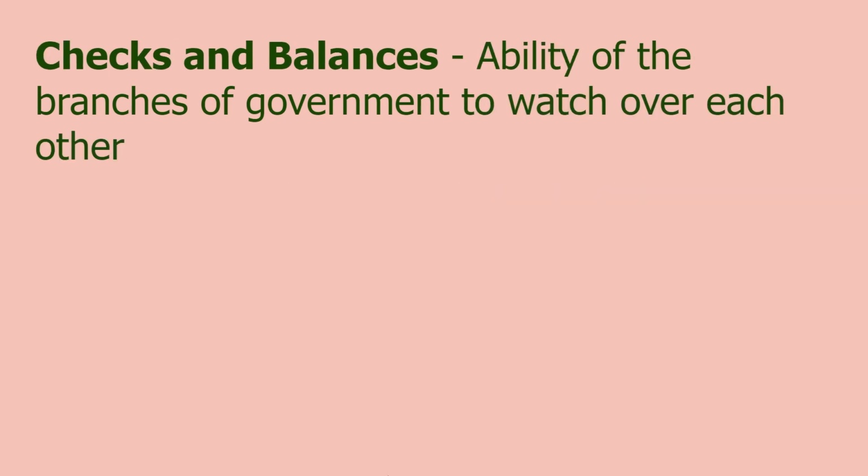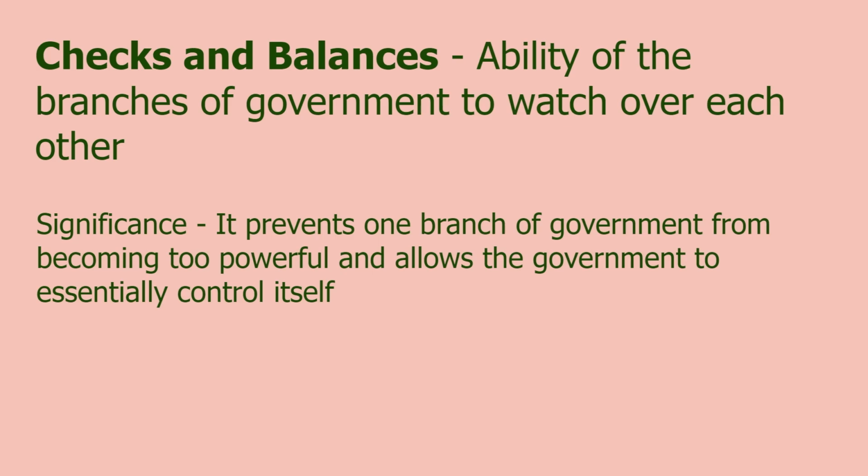Checks and balances, ability of the branches of government to watch over each other. It prevents one branch of government from becoming too powerful and allows the government to essentially control itself. Judicial review is a main checking power because they can strike down actions by the legislative and executive branch as unconstitutional. The executive branch has a lot of control over how laws are implemented, so the legislative branch isn't all powerful in lawmaking. But the legislative branch has to make laws. The executive branch can't just make their own laws and enforce their own laws. It's all a check and balance game between the branches of government, and this prevents any total control.